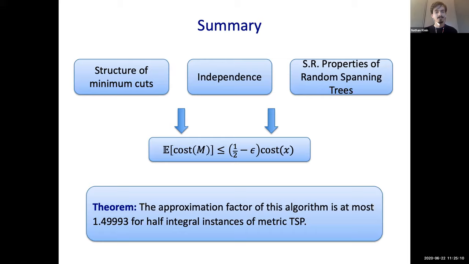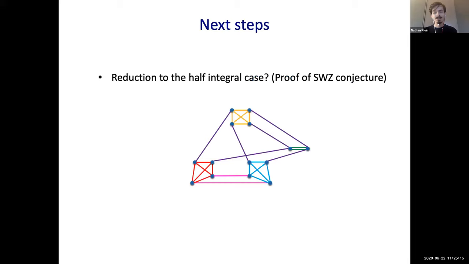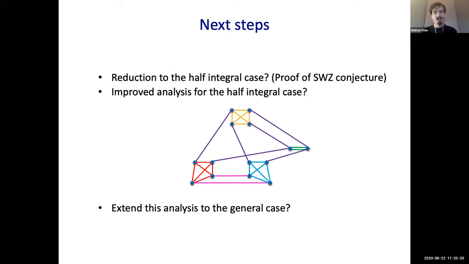Next steps: the first obvious question is whether there's a reduction to the half integral case, whether this conjecture is true, or whether there's an improved analysis here. We think there should be. We also ask whether we can extend this analysis to the general case, and we're optimistic about this. We also ask whether there are totally new approaches to analyzing this algorithm. Max entropy trees offer quite a lot of structure and independence, so there's a lot of room to play. So that's it. Thanks.